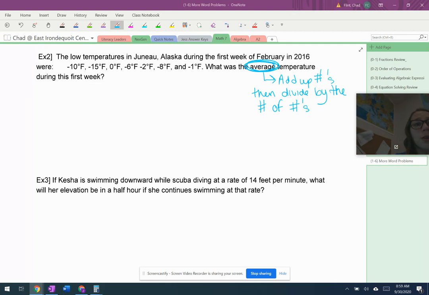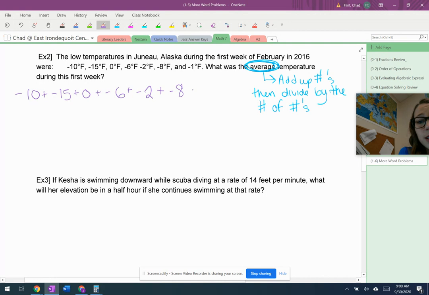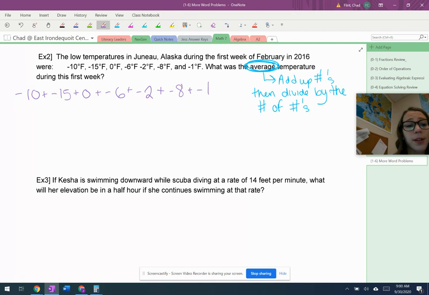Okay, so we gotta add all those guys up. So we're adding -10 plus -15 plus 0 plus -6 plus -2 plus -8 plus -1. So here you could jump to your calculator and put this in your calculator. Just make sure you're doing it carefully and correctly so you're not making any mistakes. Or you can try it by hand.